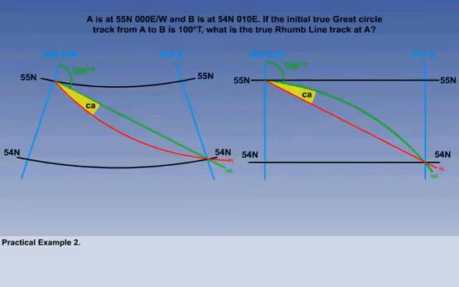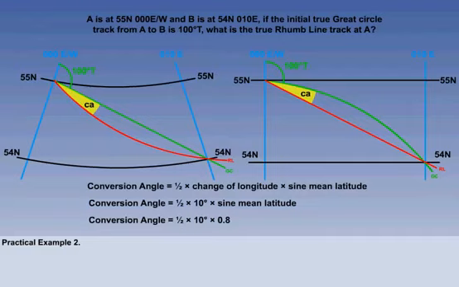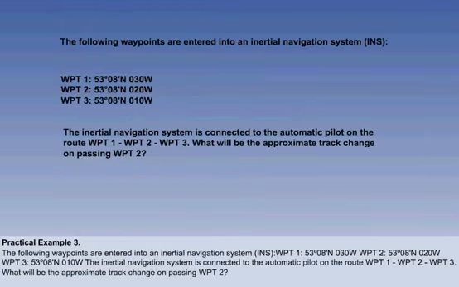It should look like one of these. So now find the conversion angle. The change of longitude is 10 degrees, and the sine of 54.5 degrees is almost exactly 0.8. So you should have found a conversion angle of 4 degrees. So what does that give you as a rhumb line track? The rhumb line track is 104 true. Now, a more practical example.